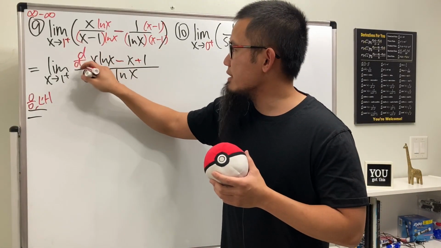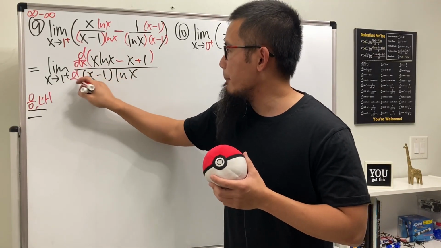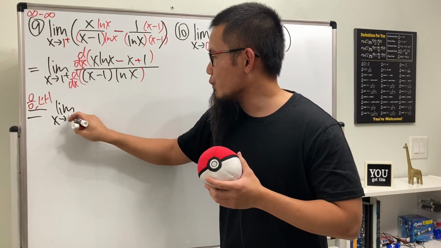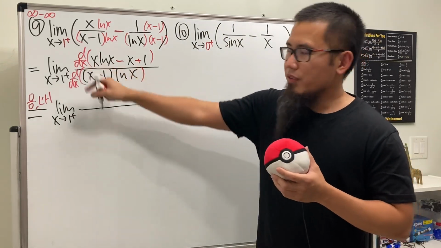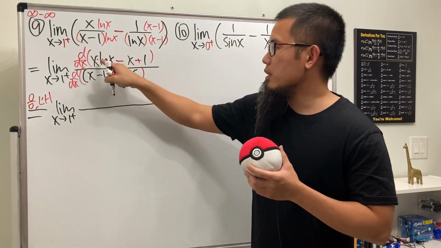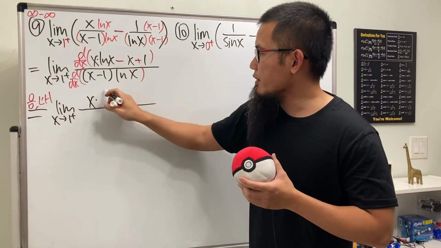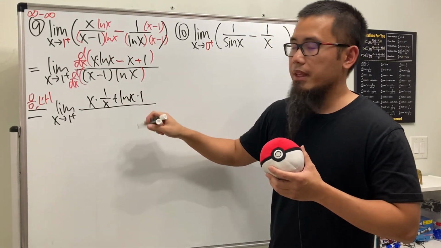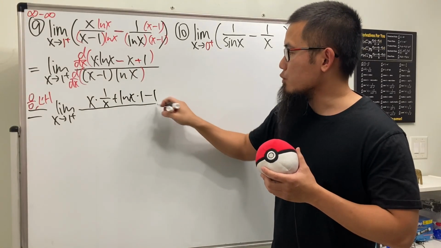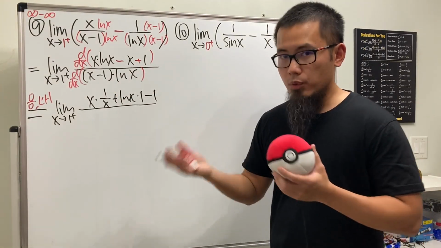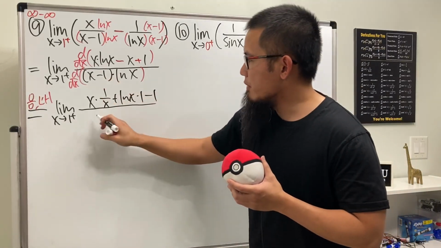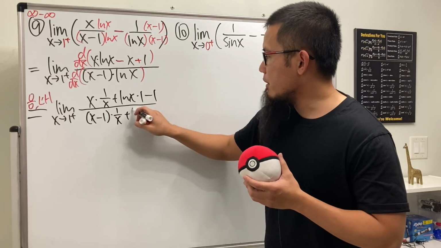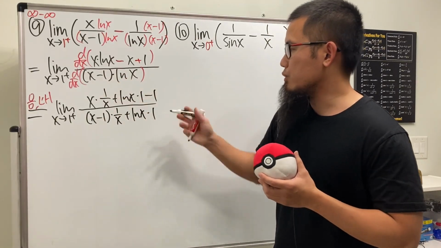Okay, differentiate the top and also differentiate the bottom. This is the limit as x approaches 1 plus. For the derivative, we need to use the product rule: first function times the derivative of the second plus the second function times the derivative of the first. And then the derivative of minus x is just minus 1. On the bottom, we also need to use the product rule. Keep the first function times the derivative of the second plus the second function times the derivative of the first, which is 1.